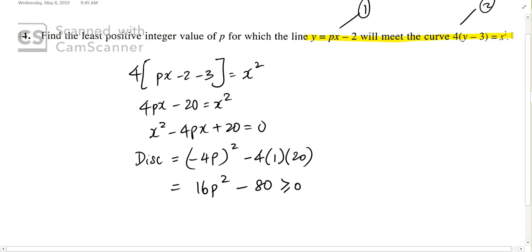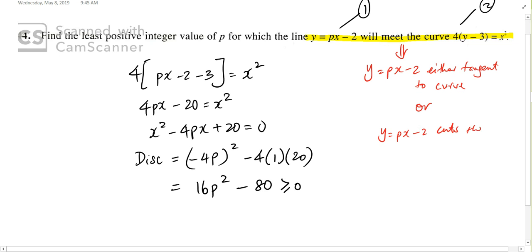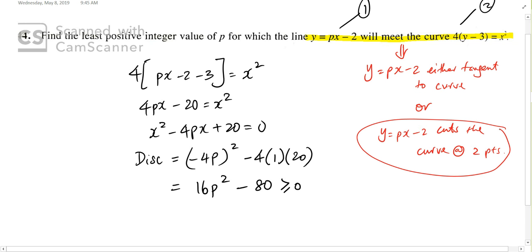The line meets the curve, implying that, what does this imply? Touches once, touches twice. Okay, so he says that y equals px minus 2 is either tangent to the curve, or y equals px minus 2 cuts the curve at 2 points, right? Okay, let's talk about cuts the curve at 2 points.